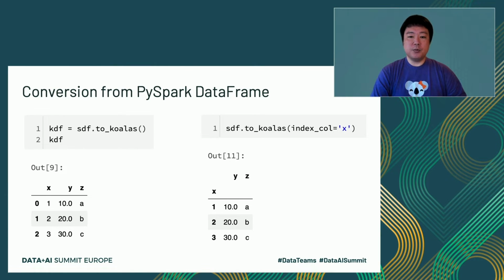Here are the examples of the to_koalas function. As you see, just calling the to_koalas function converts a PySpark DataFrame into a Koalas DataFrame, and it looks like a pandas DataFrame. On the left-hand side, the index_col parameter is not specified and an extra column appears as index. On the right-hand side, on the other hand, the extra column doesn't appear and the column X is used as an index instead. The X column as index in the left example is the attached default index.